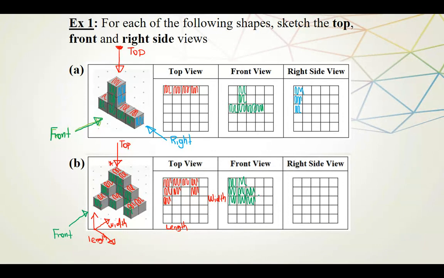And then we just have one more block in the very corner, which would look like this. Right side view. So we view it from this perspective. Let's shade in all the blocks I would see from the right side. So I'd see this one, this one, this one, these two, this one, and this one.